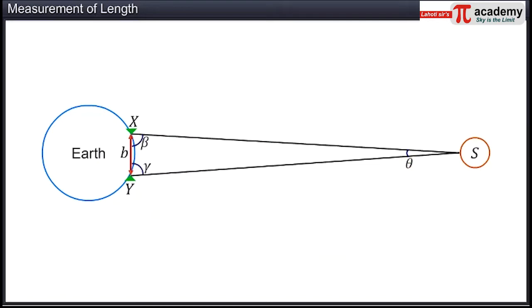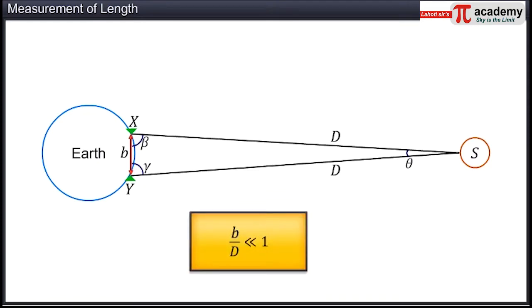As the planet is at very large distance from the Earth, say D, its distance from the two observation points on the Earth, namely XS and YS, can be approximated to be equal. As D is large, the ratio of B to D is less than 1. This implies that the parallax angle theta is very small.